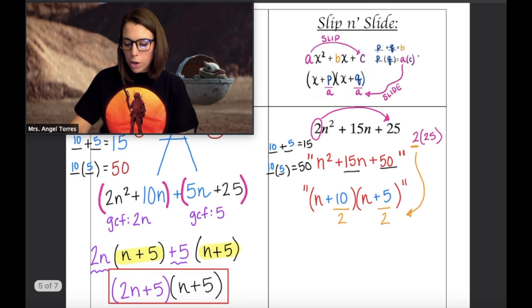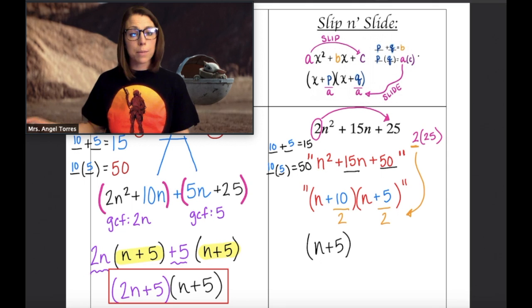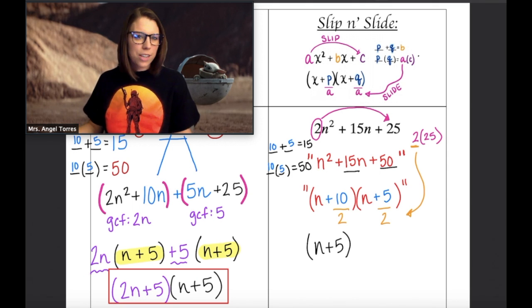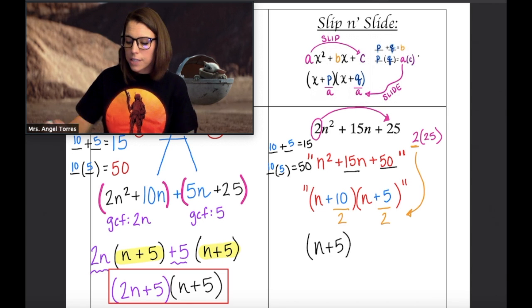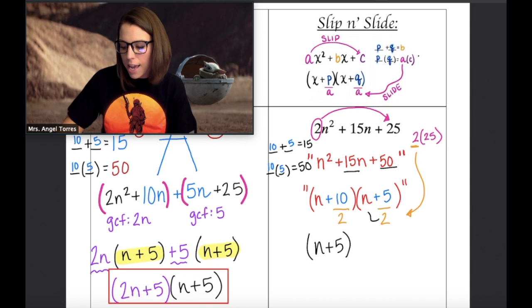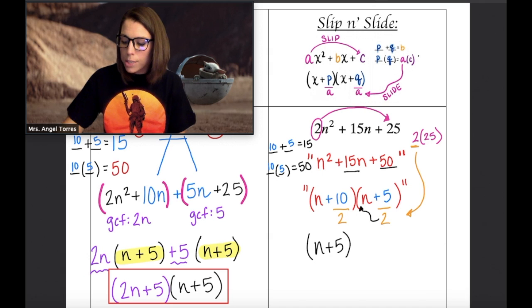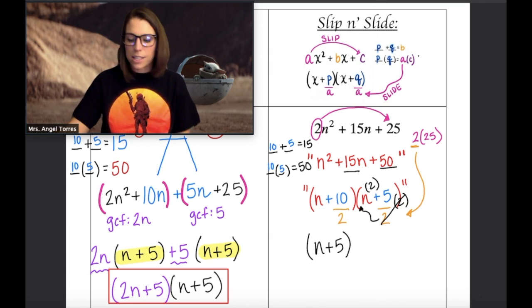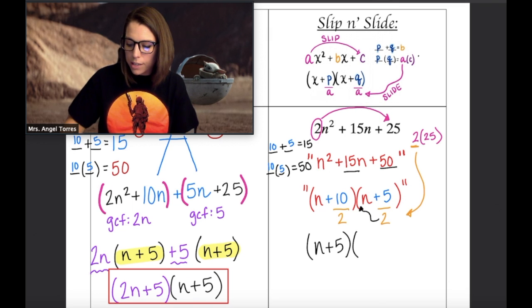So in our first binomial, 10 divided by 2 is 5. That can be simplified. Great. But 5 divided by 2 is a fraction that can't be simplified as an integer. So when that happens, you're essentially going to grab that 2 and slide it in front of n. What we're really doing here is we're multiplying both of these terms by 2 to cancel out that denominator. So my second binomial here is 2n plus 5.